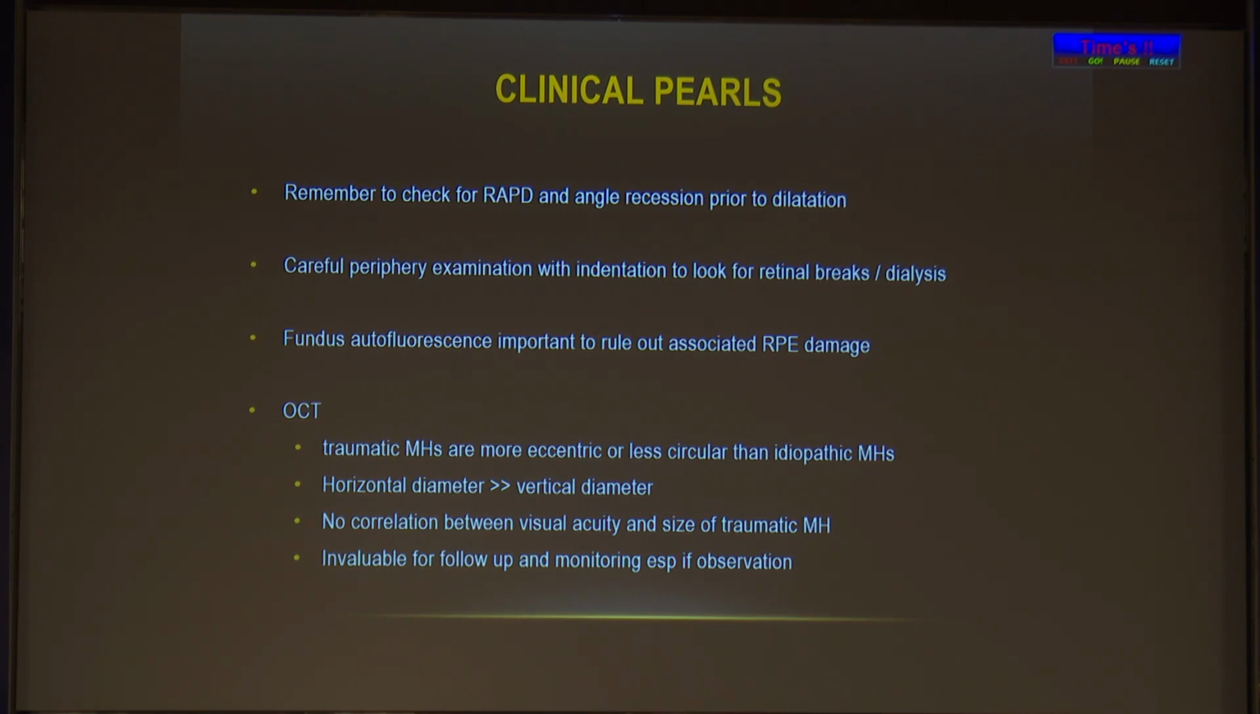Then careful periphery examination with indentation to look for retinal breaks or dialysis. Fundus autofluorescence is important to rule out associated RPE damage. OCT should be done. In OCT, we'll see traumatic macular holes are more eccentric or less circular than idiopathic macular holes. The horizontal diameter is more than the vertical diameter, and there is no correlation between visual acuity and the size of the traumatic macular hole.